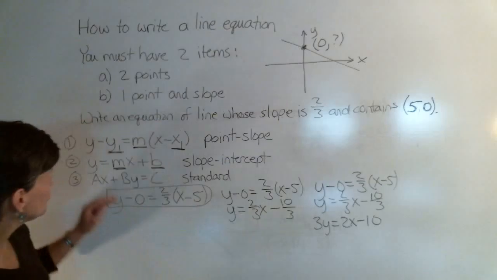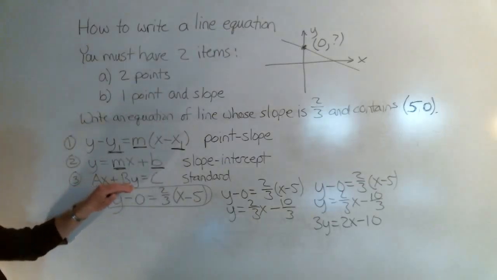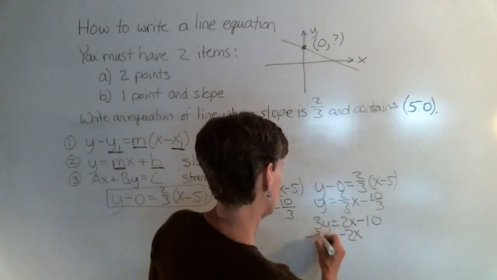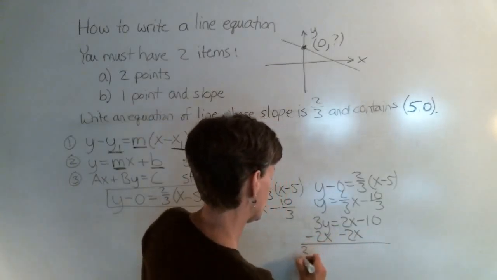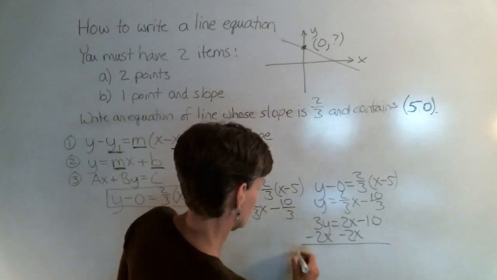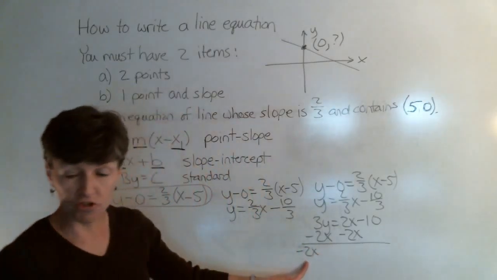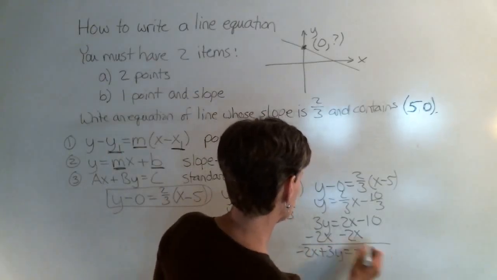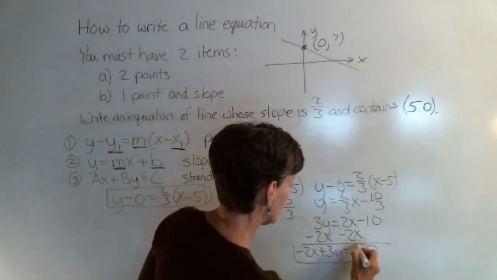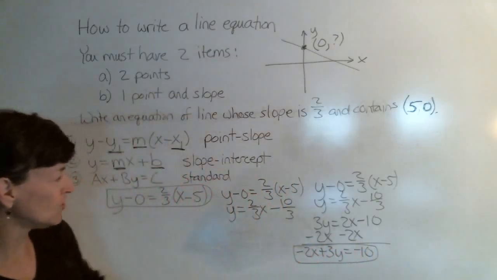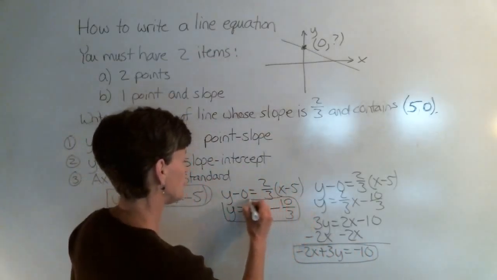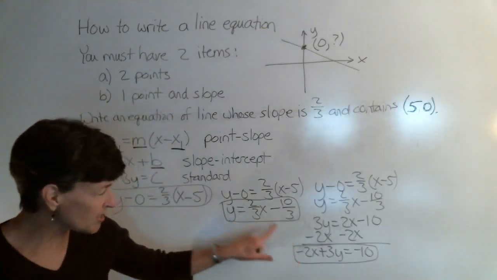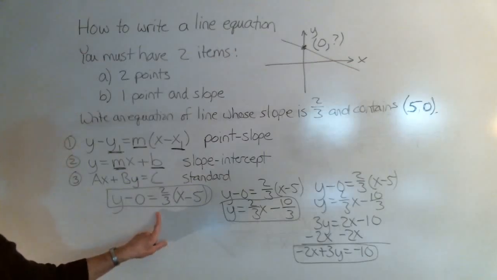And now remember, standard form has the x's and the y's on the same side. So I'll move my 2x over. And so I have, well, let's put it in this order. Negative 2x plus 3y equals negative 10. So I now have my line equation in standard form, I have it in slope-intercept form, and I have it in point-slope form. Remember, all three of these are line equations for the same line.